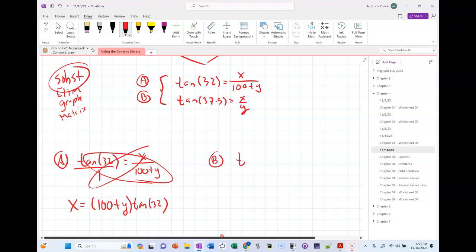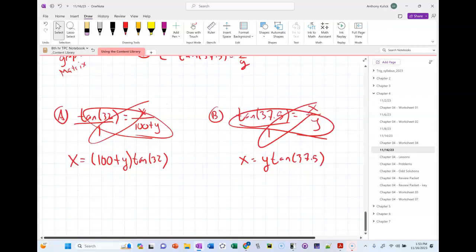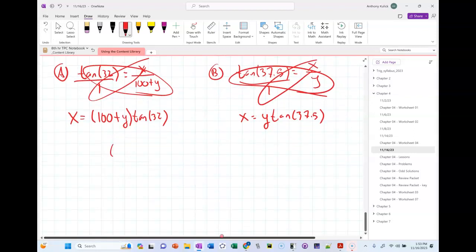If I take equation B, and we do the same thing, I get x equals y times tan 37.5. Notice now both of these 2 equations are equal to x. Does everybody see that? What does that allow me to do? I can take their right-hand sides and set them equal to each other.